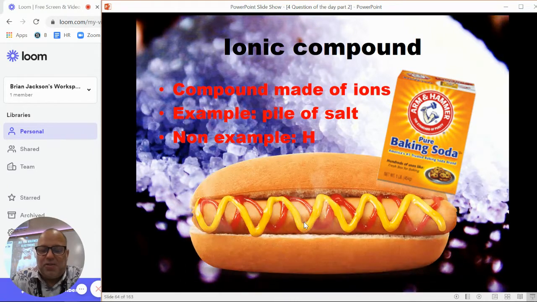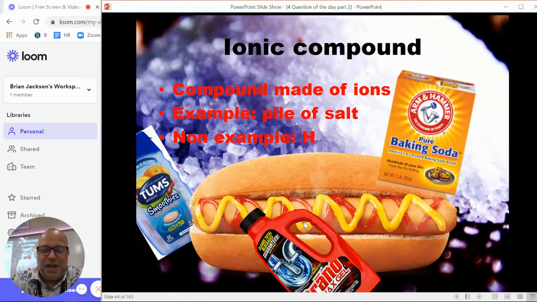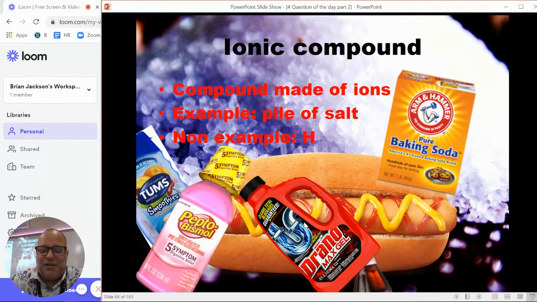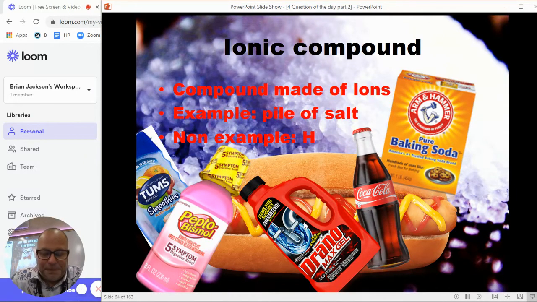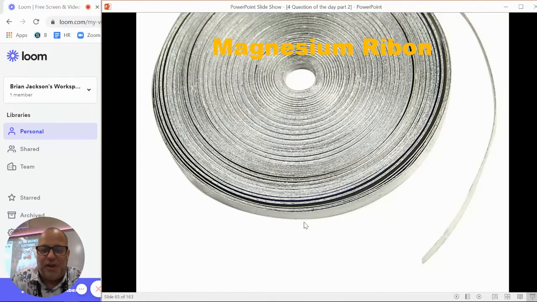All of these products right here are held together by ionic bonds, right? So you can see there are tons of ionic bonds all around you. Some of the most common things that you know about, like a hot dog, are all held together with ionic bonds. A piece of magnesium burning, right? You've all seen magnesium burning, because that's what a sparkler is.